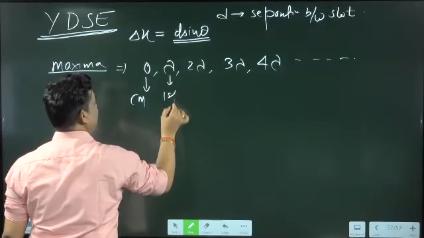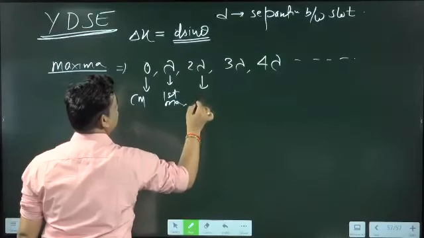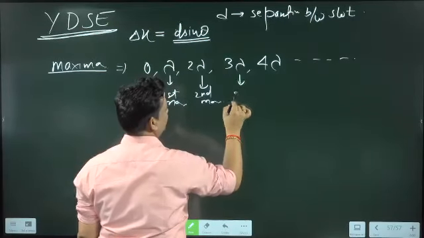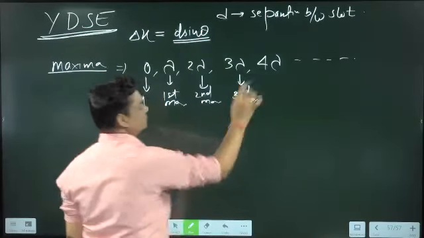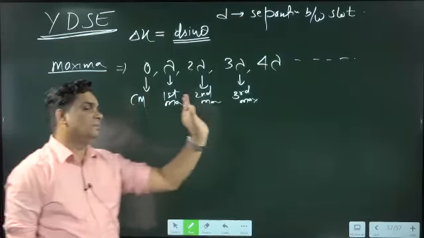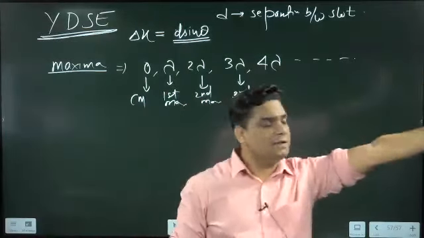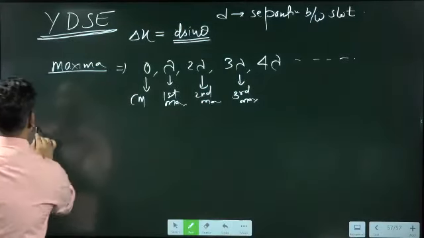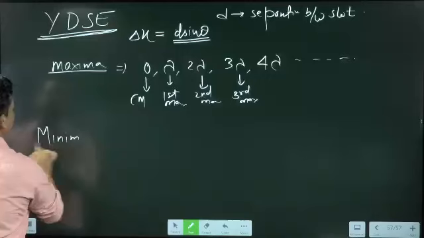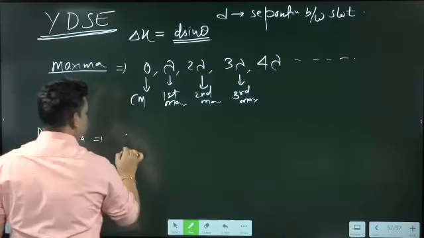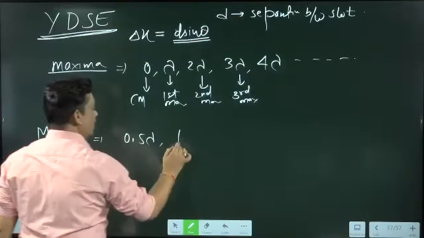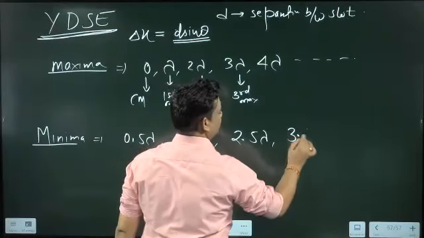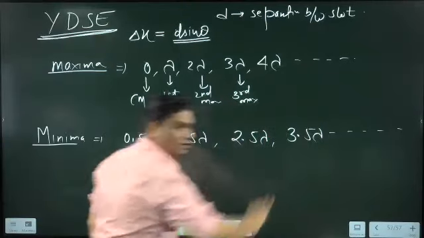This is the central maxima. This is the first maxima. This is the second maxima. This is the third maxima. Like this you have to remember: lambda, 2 lambda, 3 lambda, 4 lambda, and so on for the maxima. Now for the minima, things are like this: 0.5 lambda, 1.5 lambda, 2.5 lambda, 3.5 lambda, and so on.